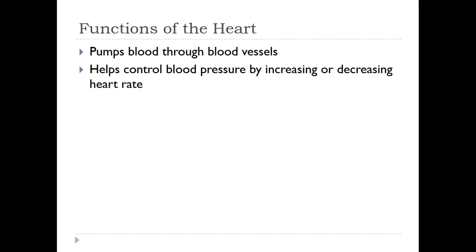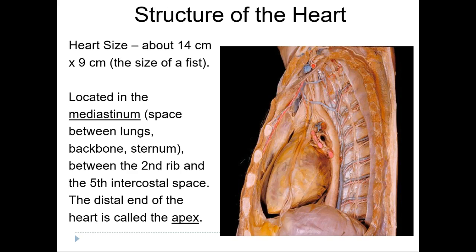So if we look at the blood, it basically is a double pump, and it helps control blood pressure by increasing or decreasing the heart rate, which makes sense. If it's a pump and you want to increase heart rate, you're going to pump faster. If you're going to decrease it, you're going to pump slower. So with exercise and without.